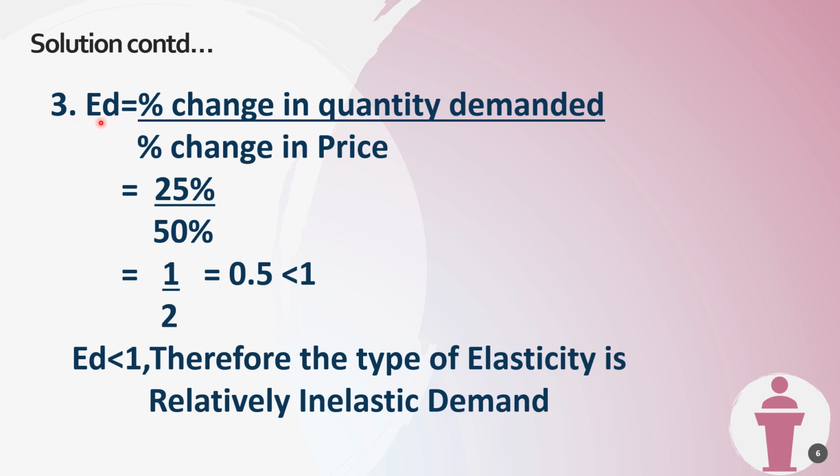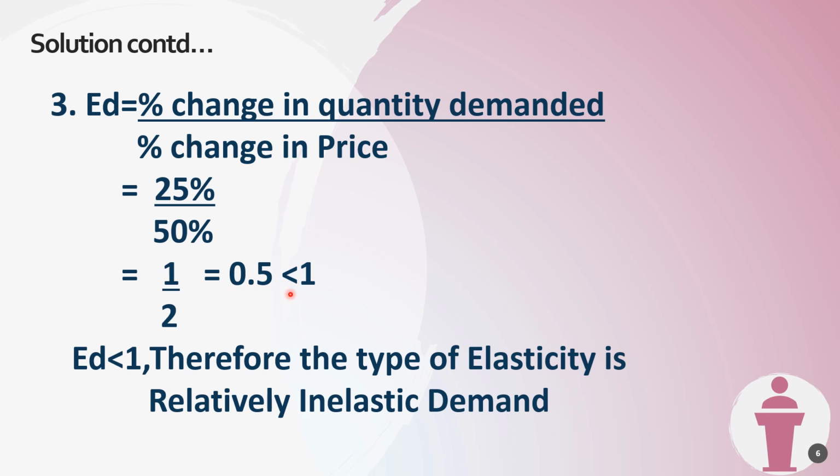We have the formula of elasticity of demand. We have just found out the percentage change in quantity demanded, which is 25%, and we have found the percentage change in price, which is 50%. All we need to do is divide it. 25 ones are 25, twos are 50. So 1 upon 2. When we divide 1 by 2, we get 0.5.